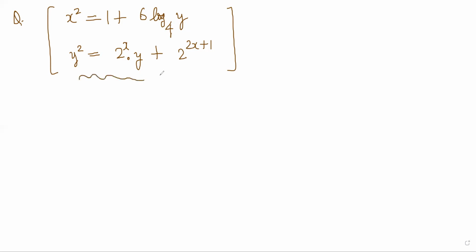Why are you looking at the second one? The second one is an exponential equation. First one. So the first one is x square plus 1 plus 3 log 2y. Hmm. How can you remove the log?